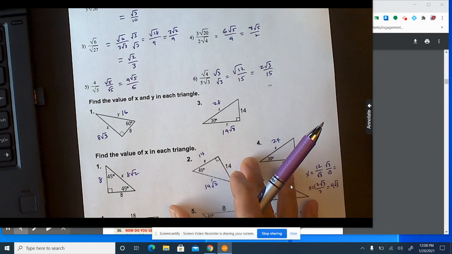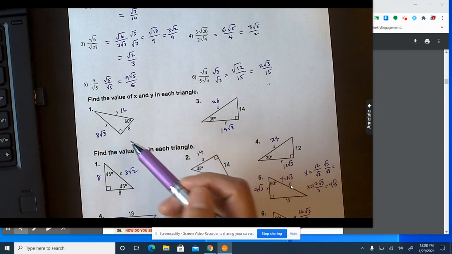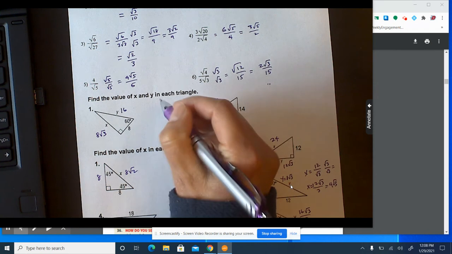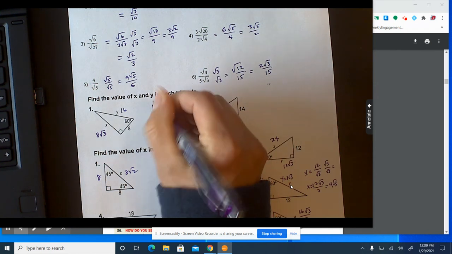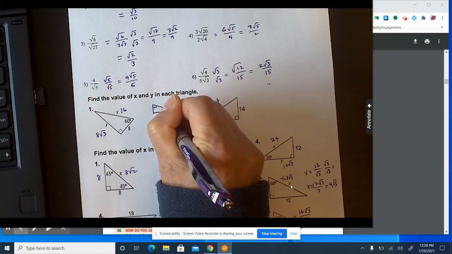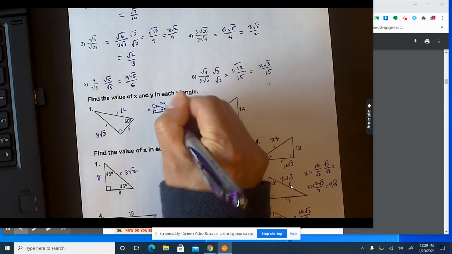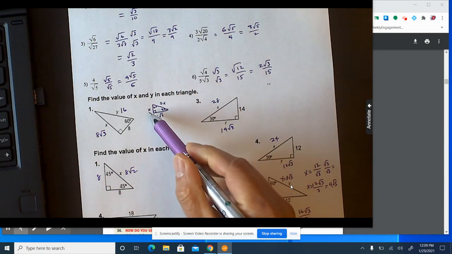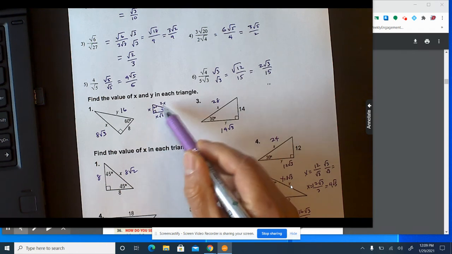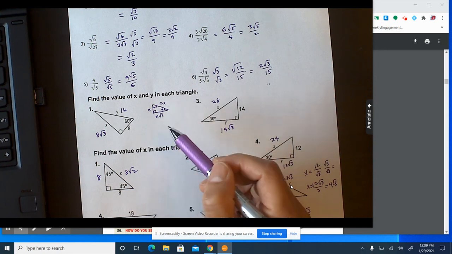So now we go to our special rights, okay? And we remember that the relationship for any 30, 60, 90 special right is this. So if you have a 30, 60, 90, remember that it's x, 2x, x root 3. Okay, so the short leg is x. The hypotenuse is twice as long as x. And the long leg is root 3 times whatever the short leg is, right?